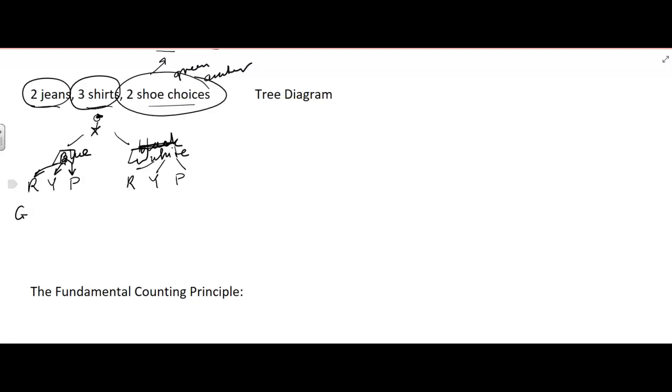Okay. So you could wear your blue jeans with your red shirt, and then you could have green shoes or amber shoes. Or you could wear your blue jeans with a yellow shirt, and you could have green or amber shoes.